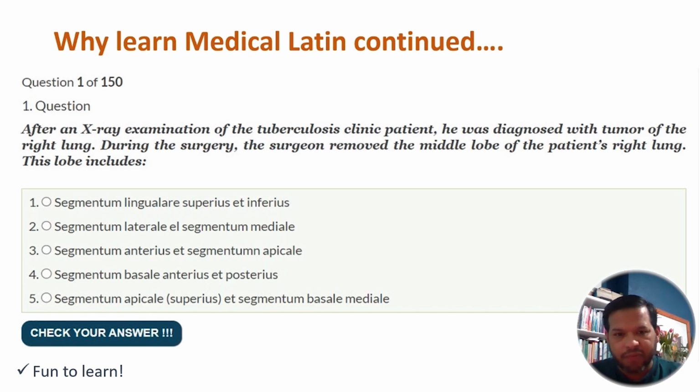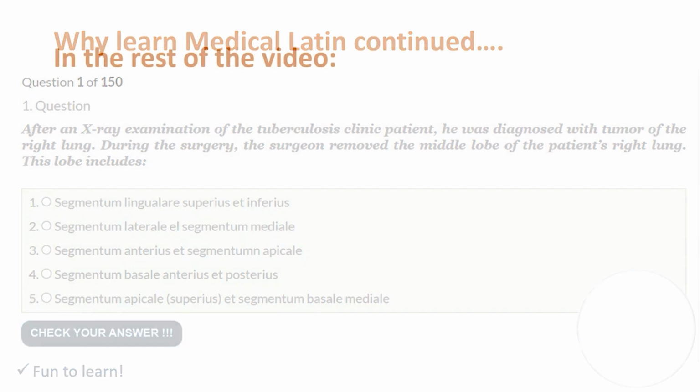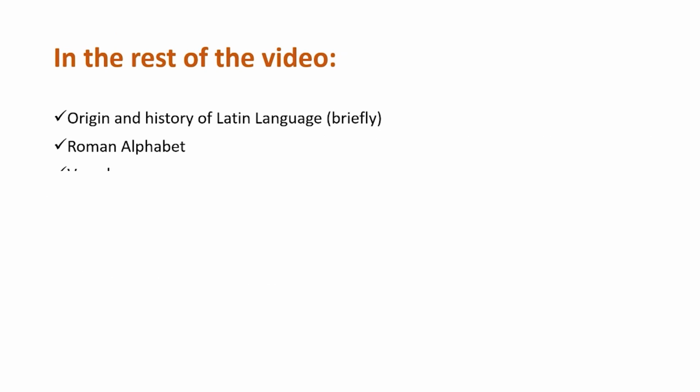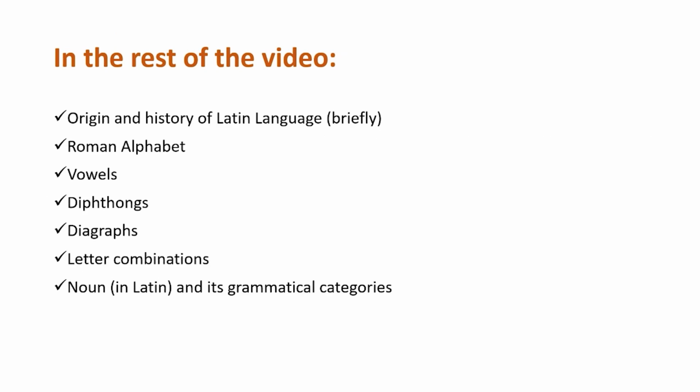Also, it's my subjective opinion, Latin is really fun to learn. The rest of the video, I'll briefly introduce you the historical context of Latin. I'll provide an overview of the Roman alphabet. We'll discuss these letters and their pronunciation in Latin context. We'll look at what are vowels and how you pronounce them. I'll define diphthong and present some examples. I'll introduce you to the concept of digraph, provide examples of Latin digraph and explain their pronunciation.